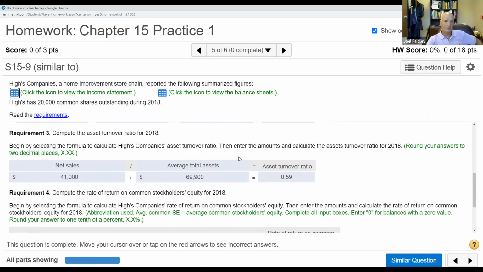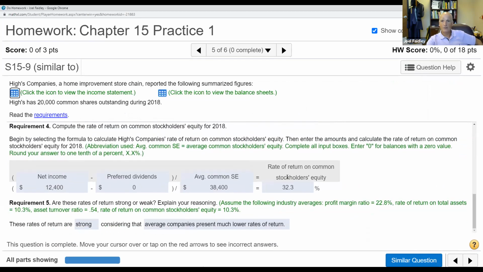Requirement 3 says, what is my asset turnover? So there's my sales. We've already looked up my average total assets. But we're using numbers we already looked up. 0.59 means you're turning over your assets in order to drive revenue. I mean, that's why you have assets, to drive revenue. That's why you invest in property, plant, and equipment and intangibles. Those assets drive your revenue stream.